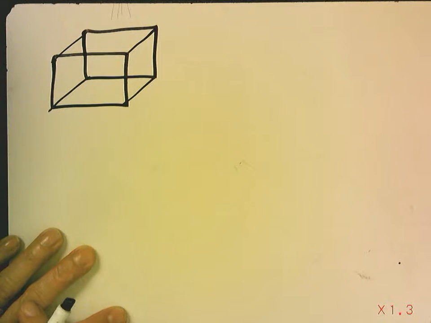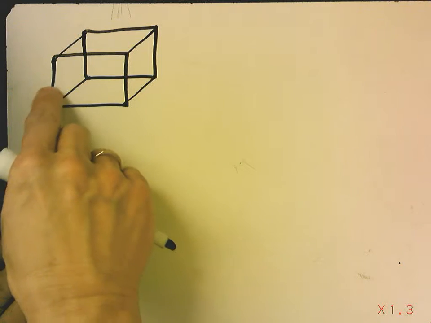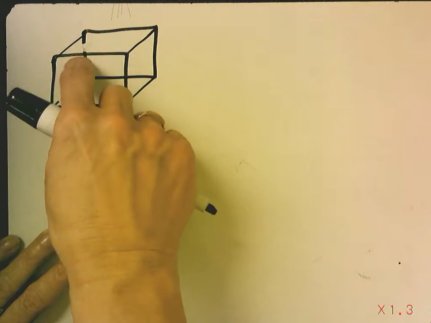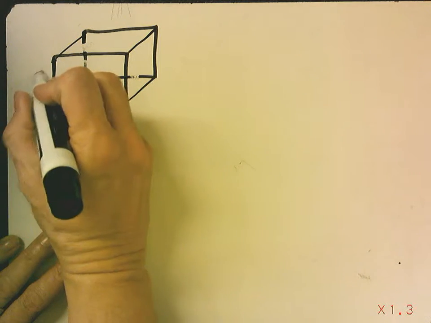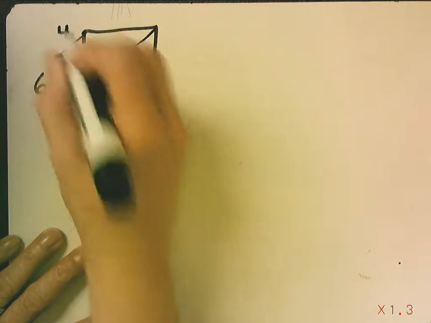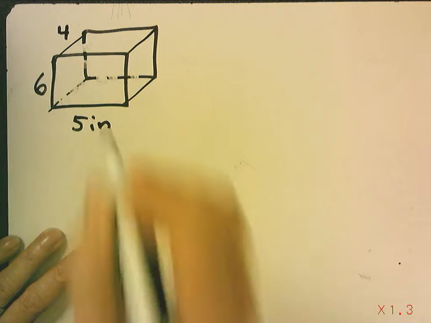Okay, here's our rectangular prism. Now, this is the dotted line. Okay, so this is 6, this is 4, and this is 5 inches.